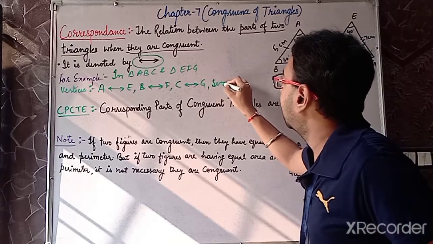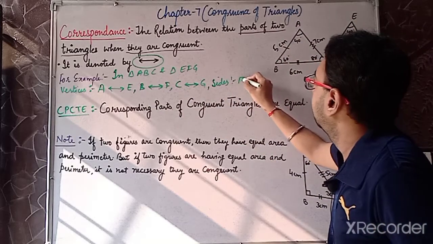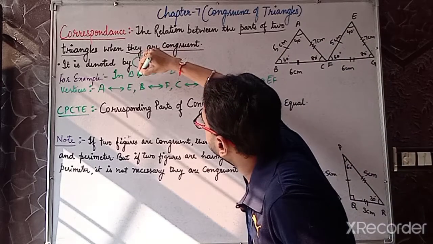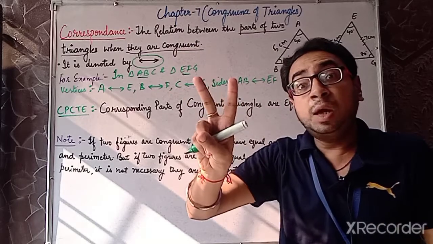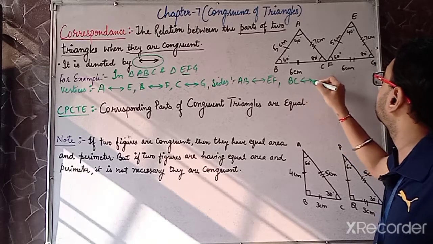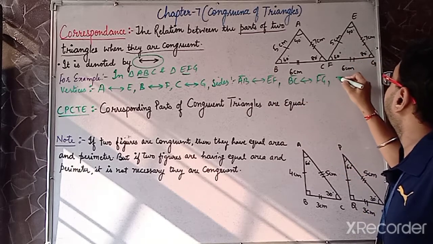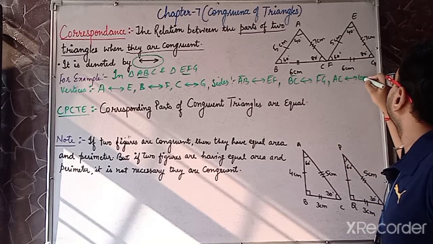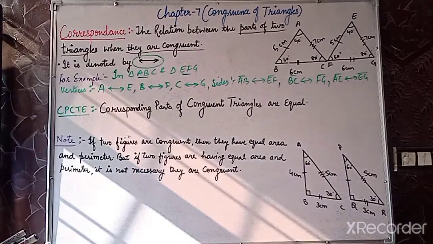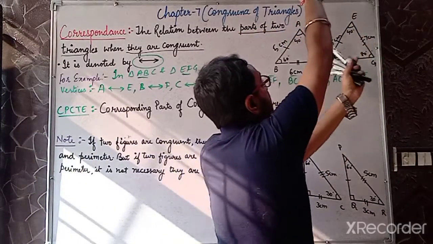Now, let's see the sides. AB corresponds to EF. How will we take AB, EF? The sequence must be the same. Next, BC corresponds to FG. Last, AC corresponds to EG. Any doubt? These are the correspondences of sides: AB corresponds to EF, BC corresponds to FG, AC corresponds to EG.